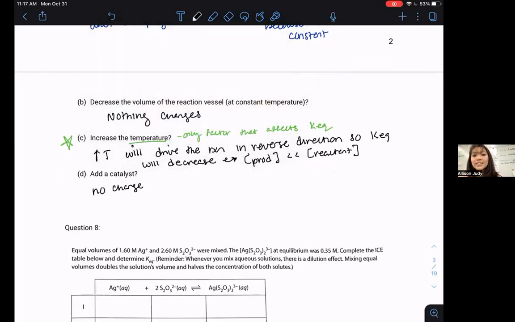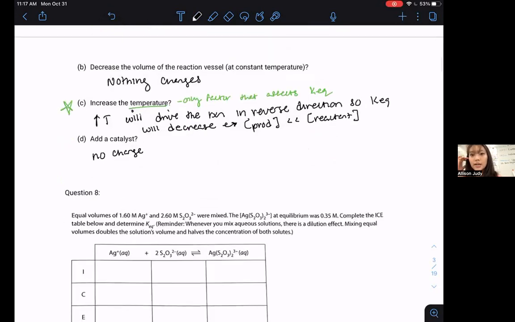Because remember, a catalyst changes the pathway, and KEQ doesn't really care about pathway. So that is kind of your conceptual view. Let's move on now to splicing together and addressing some parts of AP questions.